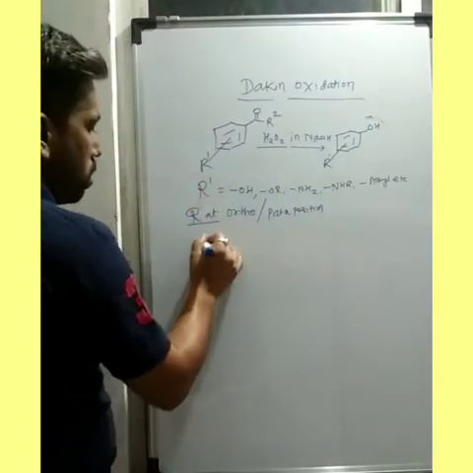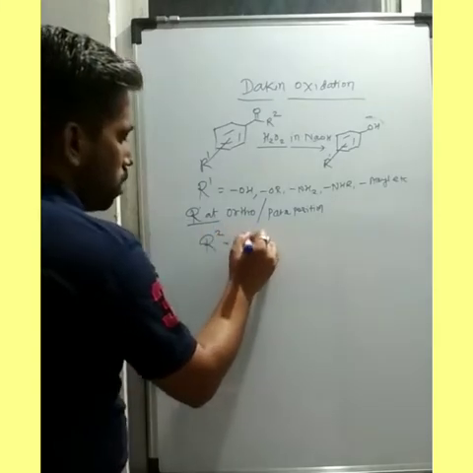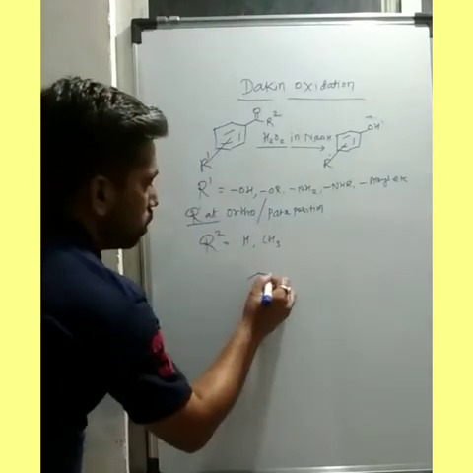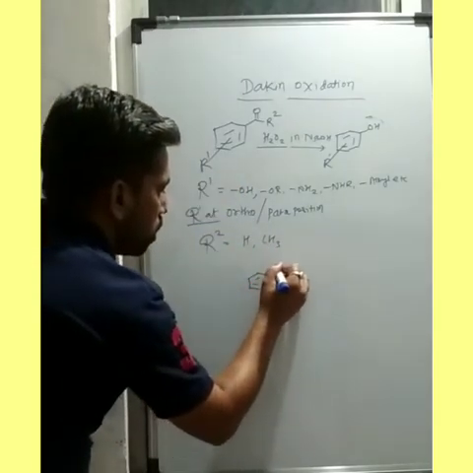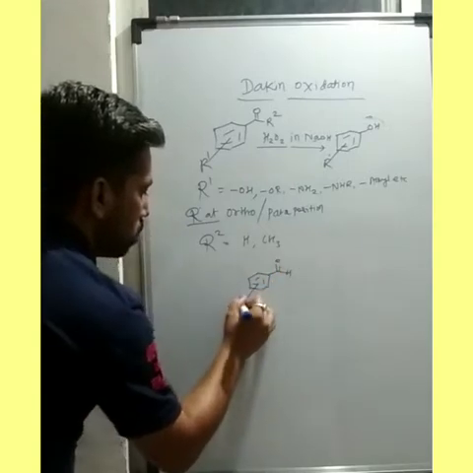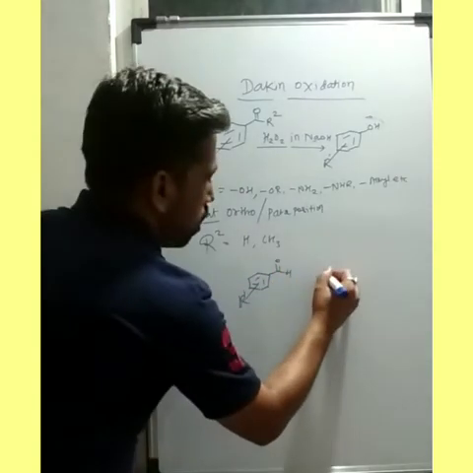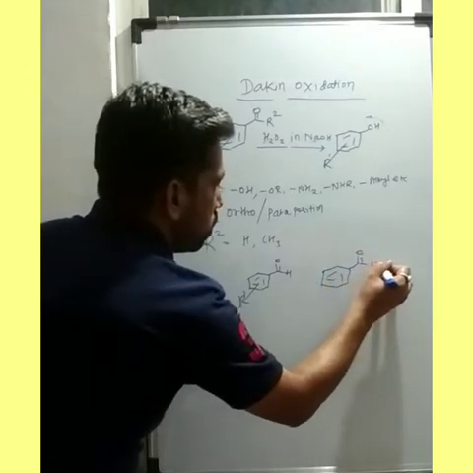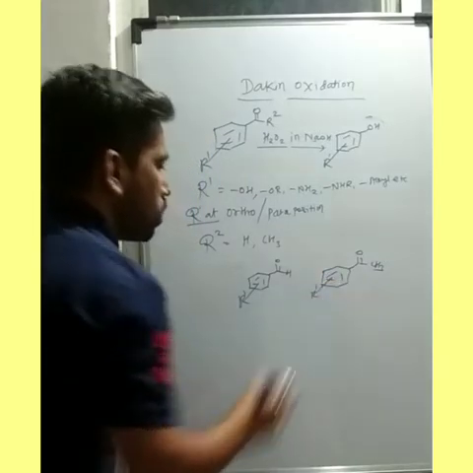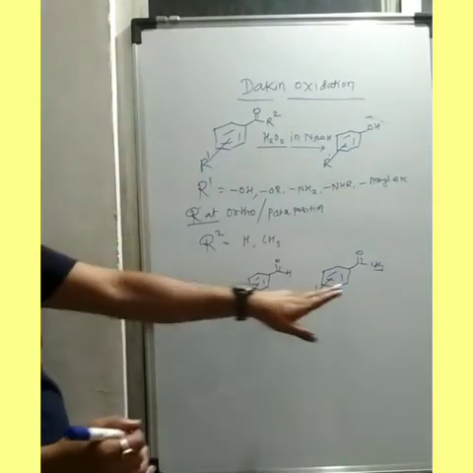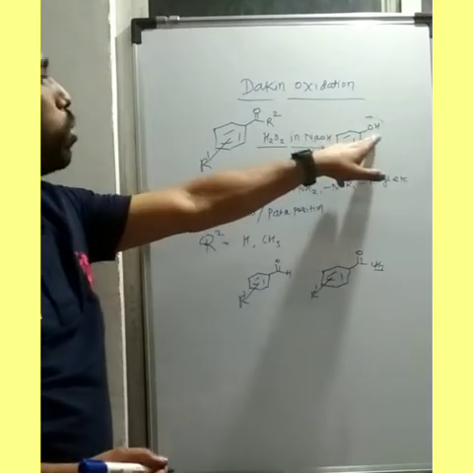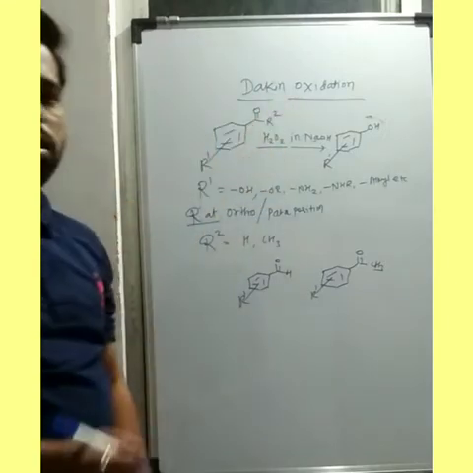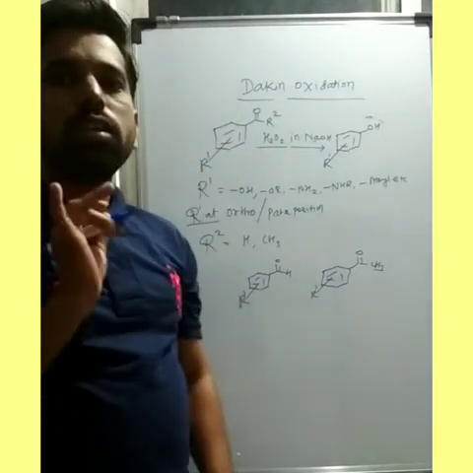And R2 is simply hydrogen or methyl. If R2 is hydrogen, then it is an aryl aldehyde, or if R2 is methyl, that is CH3, then it is an aryl ketone. Aryl aldehyde or aryl ketone is converted into the corresponding phenol in the presence of alkaline hydrogen peroxide. This is the Dakin oxidation reaction.